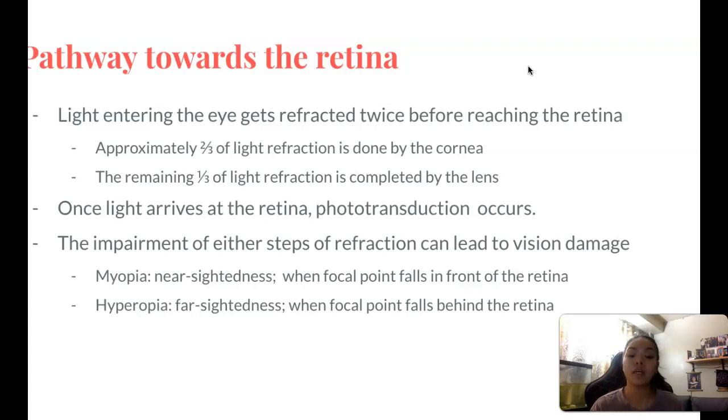Oppositely, hyperopia is farsightedness, and this is when the focal point falls behind the retina. To treat this, again, would be prescribing corrective glasses, and in this case, the lens would be protruding to help account for the distance that light travels and help it reach the retina accurately.